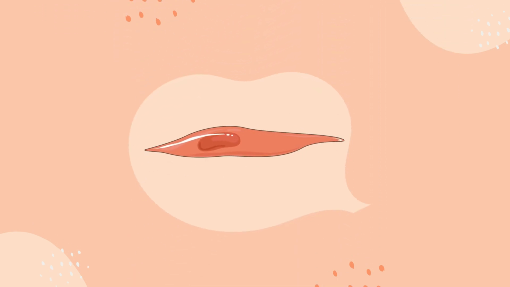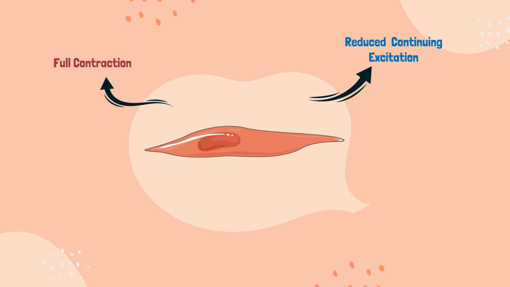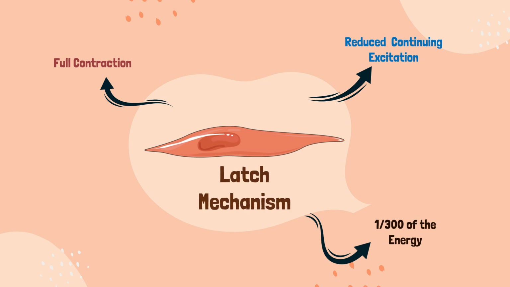Fifth difference is that latch mechanism facilitates prolonged holding of contractions of smooth muscle. Once smooth muscle has developed full contraction, the amount of continuing excitation can usually be reduced to far less than the initial level, even though the muscle maintains its full force of contraction. Furthermore, the energy consumed to maintain contraction is often minuscule, sometimes as little as 1/300 of the energy required for comparable sustained skeletal muscle contraction. This mechanism is called the latch mechanism.